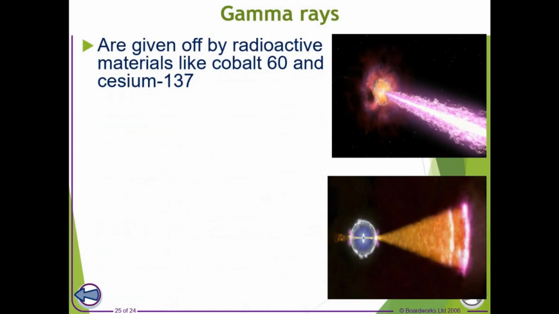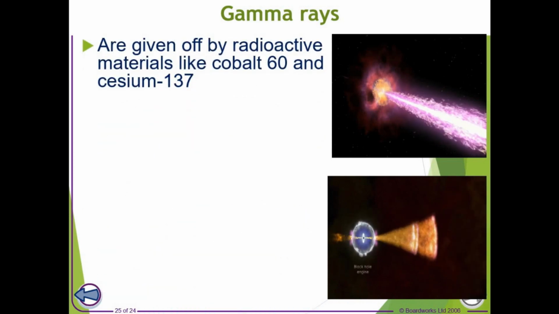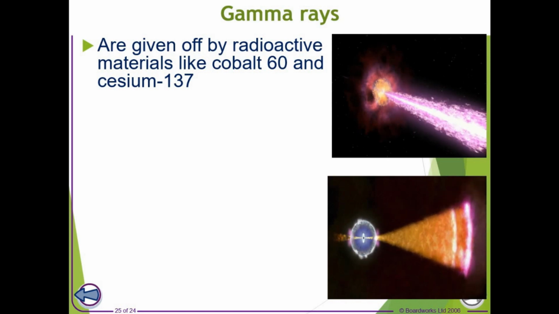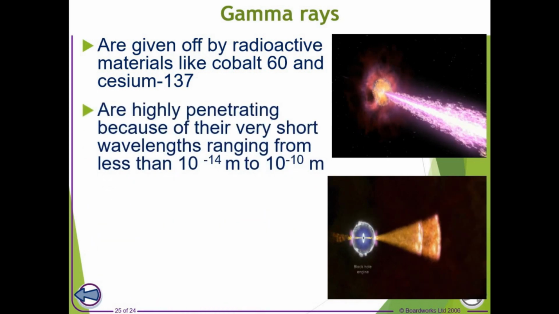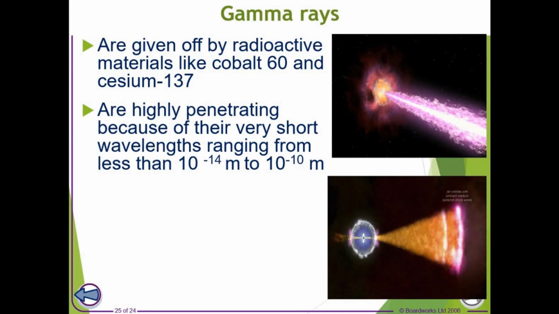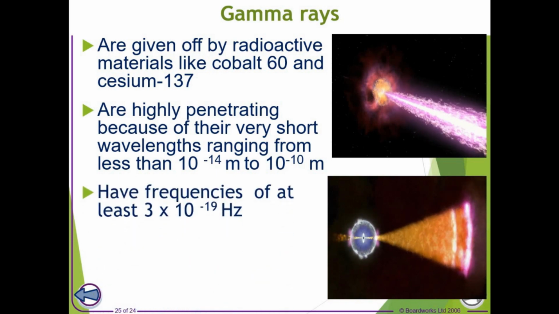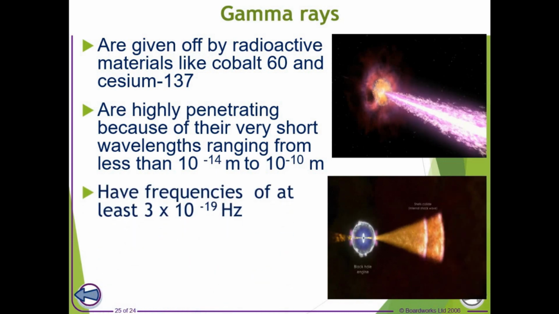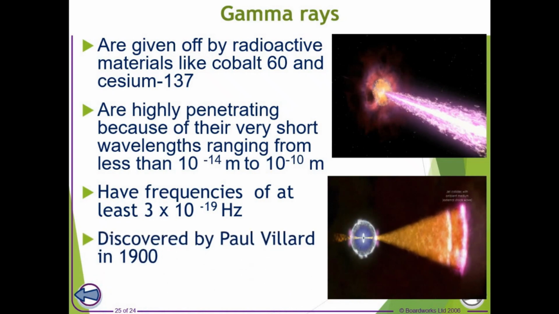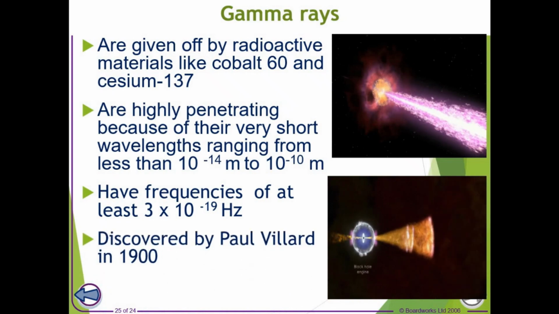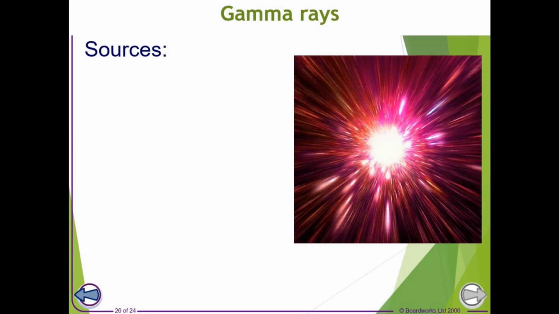What are gamma rays? Gamma rays are given off by radioactive materials like cobalt-60 and cesium-137. They are highly penetrating because of their very short wavelengths ranging from less than 10 to the negative 14 meters to 10 to the negative 10 meters. They have frequencies of at least 3 times 10 to the power of 19 Hz, and they were discovered by Paul Villard in 1900. What are the sources of gamma rays?